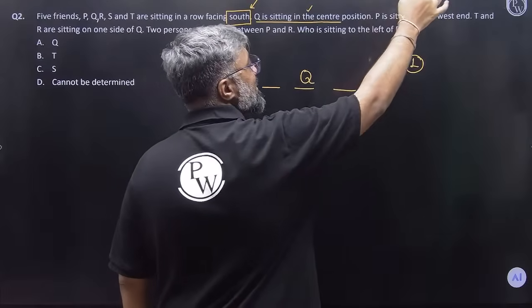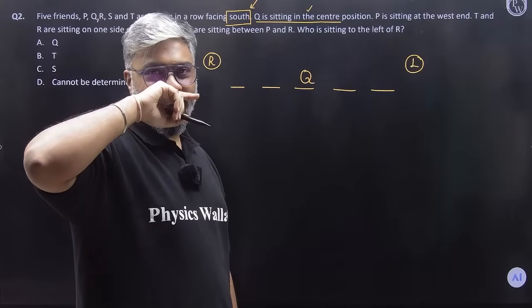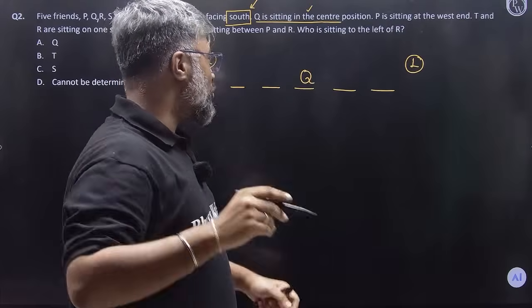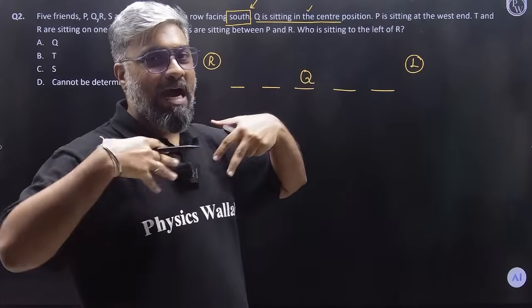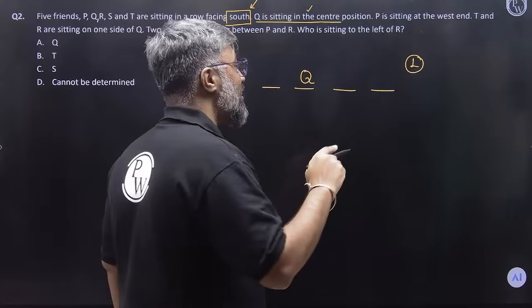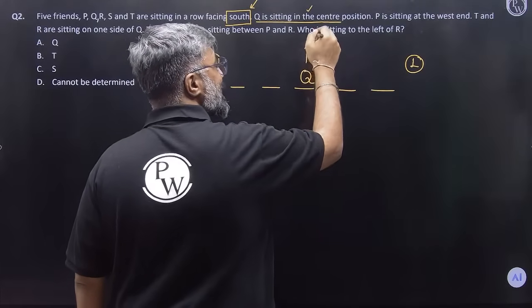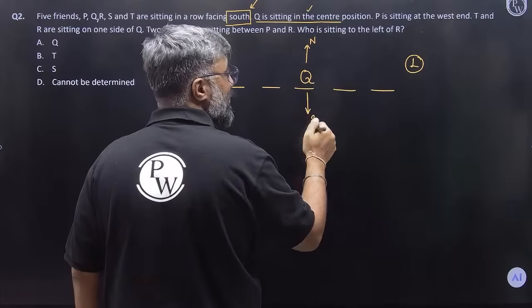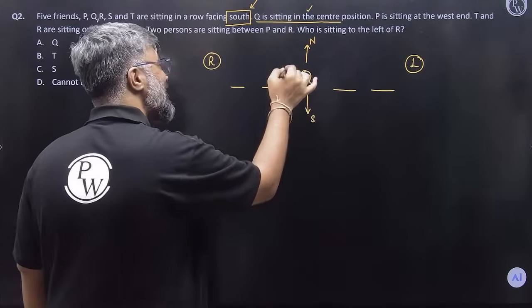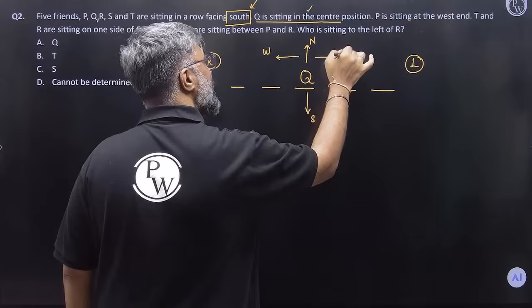Next, they're saying P is sitting at the west end. Which would be the west end now, guys? Sir, should it be Q's west or should it be R's west? Will that change? No, right? Because when we thought that this is north for everybody, then this is south for everybody, correct? If this is north, this is south, what will be east and west? This side would become west for everybody and this side would become east for everybody.